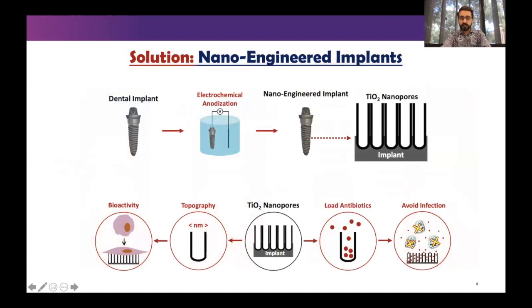Our approach is nanoengineering. We nanoengineer the surface of titanium dental implants via a procedure called electrochemical anodization. Anodization permits controlled self-ordering of these nanostructures, which are called titanium dioxide nanopores, on the entire surface of the dental implant. Due to their nanoscale topography, these nanostructures enhance the bioactivity, whereas the empty nanotubes or nanopores can also be used to load and locally release various therapeutics.